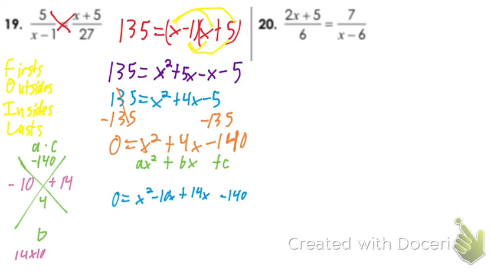Now, if we were to add back negative 10x and 14x, what would you get? 4x, like we had before, right? So is this blue equation equivalent to the equation we have up here in the orange? Yeah, they're equivalent. Now, so why did we do that? Well, we'll see in a moment here that's going to help us create factors.